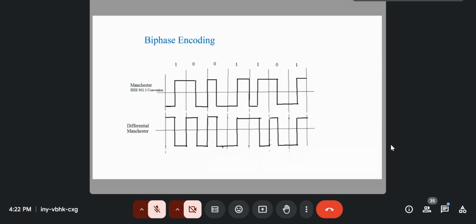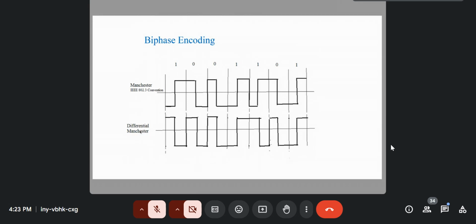At the beginning, if it is a 1, no transition. Then you have to change to the other side. You always have to change in the middle of the bit interval. So following is a 1 at the beginning, no change. Then there will be a change in the middle of the interval. Then there's a 1, change, go back. Then here 1, no change. It's an interesting encoding. So this is differential Manchester.